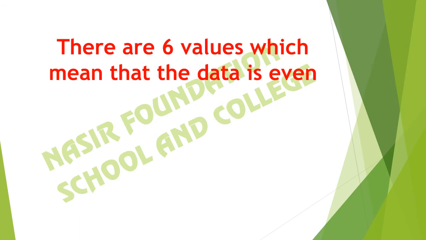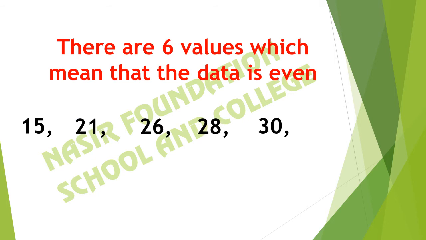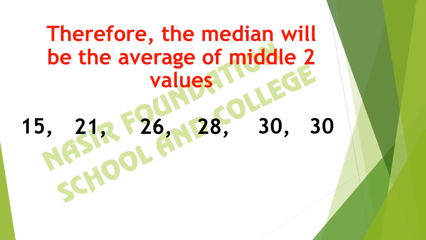There are 6 values which mean that the data is even. 1, 2, 3, 4, 5 and 6. There are 6 values and 6 is the even number. It means that the data is even. Therefore, the median will be the average of the middle two values, and the middle two values are 26 and 28 because there are two values on the left side and two values on the right side are left.